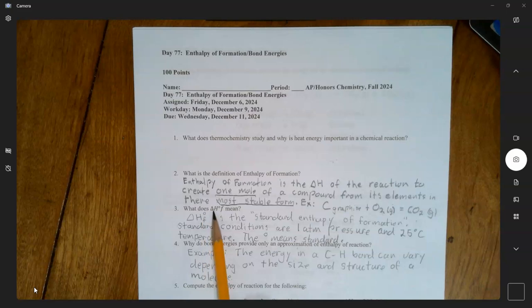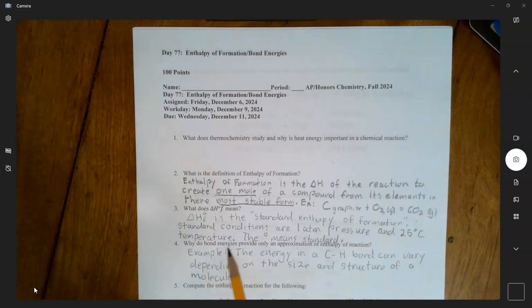Okay, what does delta HF mean? Actually, the F should be subscripted like that. So delta H with the little circle F is the standard enthalpy of formation. Standard conditions are 1 atmosphere pressure and 25 degrees centigrade temperature, and the little circle means standard. So it means you're doing the enthalpy of formation at 25 degrees and 1 atmosphere.